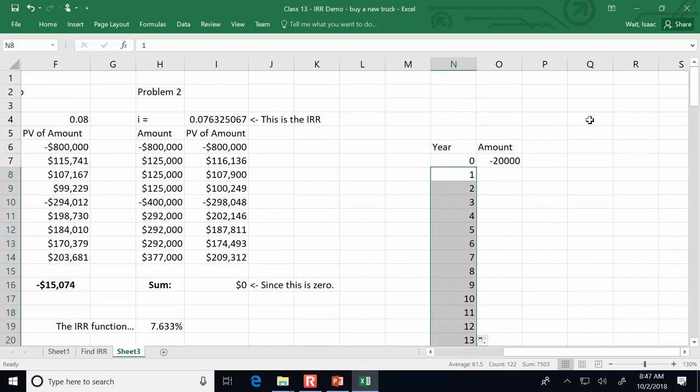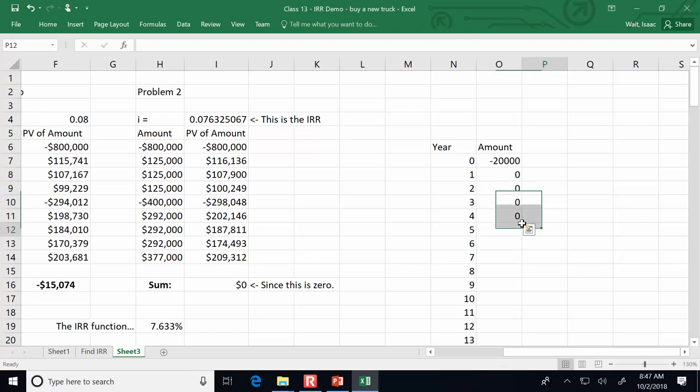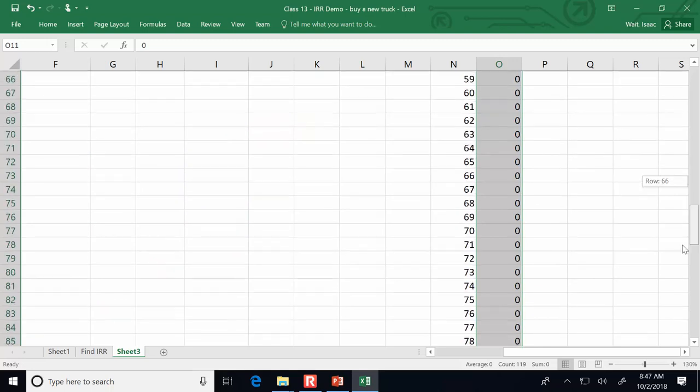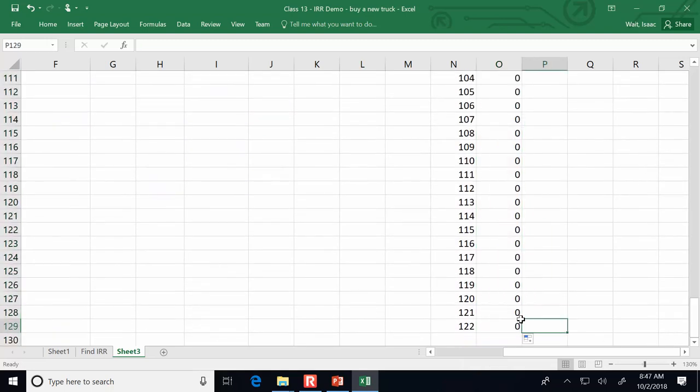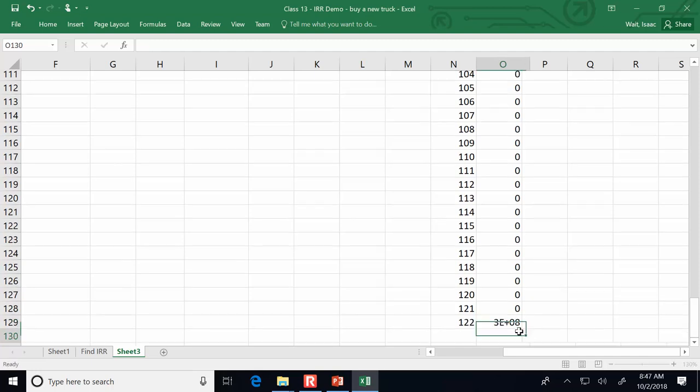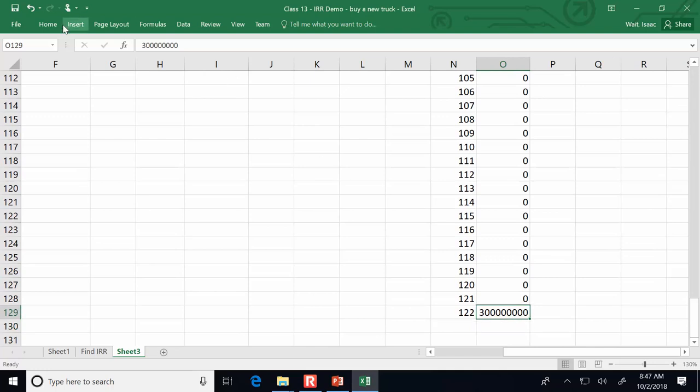122. Okay. And so we need to put zeros in all of these because they didn't sell anything yet. So let's go all the way down here. And then it was $300 million. That's a lot of zeros. Let's just make sure that I typed it in right.